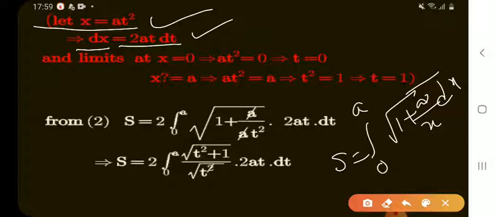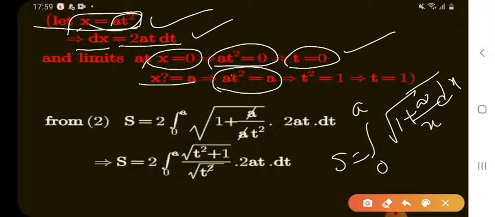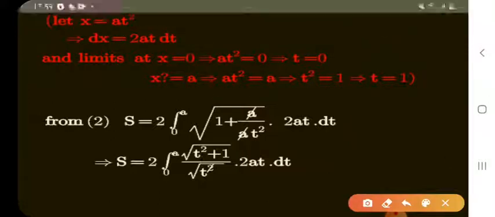If you change the x term in terms of t, you have to change the limit values also. At x, first, what is the limit value first? x equals 0. But we let x equals a t square. That implies a t square equals 0. That implies the limit value is at t equals 0. Similarly, at x equals a, what is x here? a t square. So a t square equals a, a cancels, t square equals 1. That implies t equals plus or minus 1. Okay? See here. Do you understand?